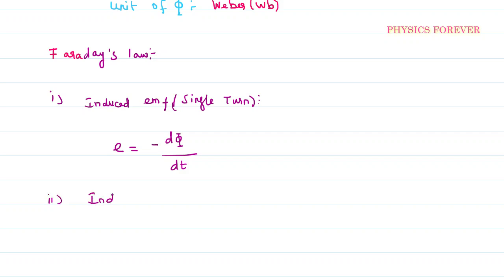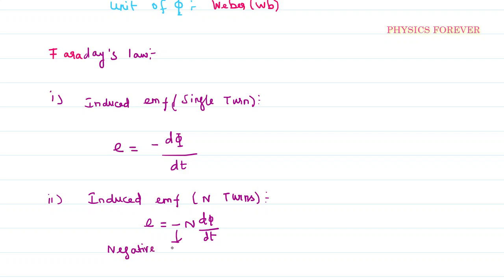Then the second one, induced EMF for n turns, that can be written as E is equal to minus n d flux by dt. Here the negative sign indicates what is called Lenz's law.